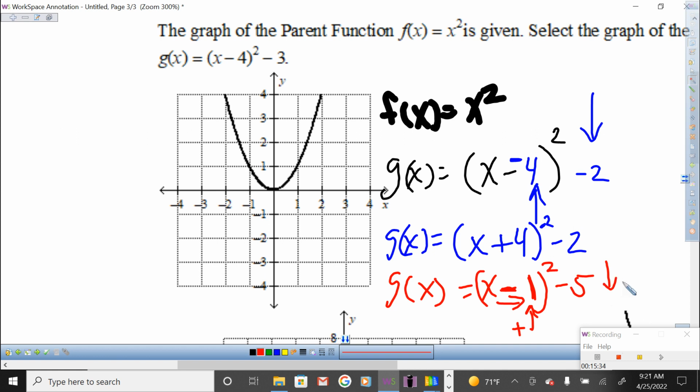Now, with that information, they're asking us to select the graph according to this. Look at it. Tell your neighbor what this is going to do to our original parent function, please. What is that going to do to our original parent function? And select your answer on your study guide.